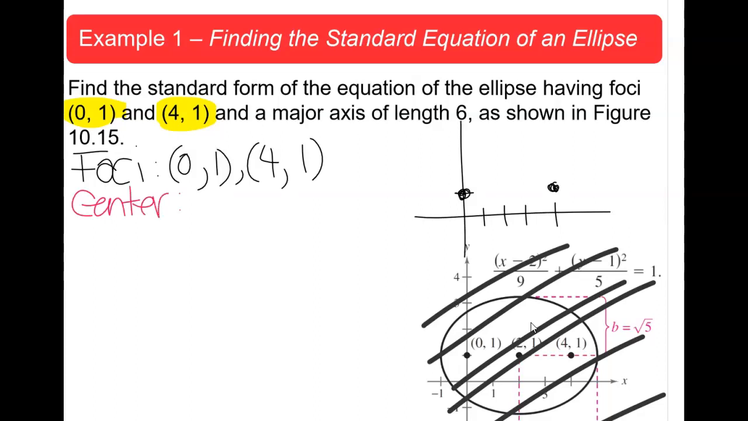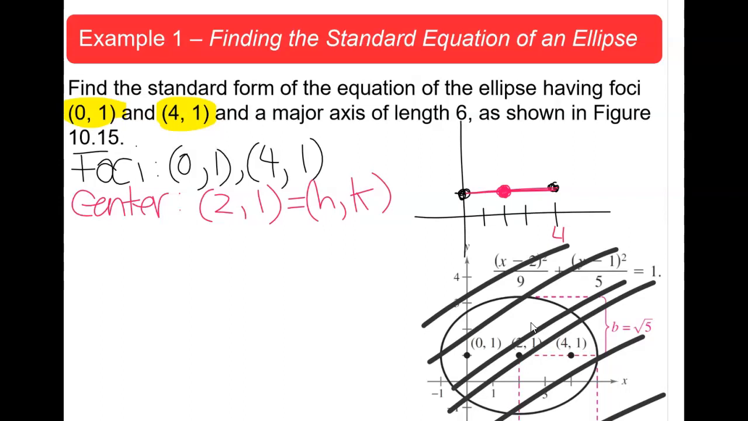Now, if you're more of a visual person, you could see that the distance from one of the foci to the other is equal to 4. So it's kind of easy with this one to know that the center is going to be here, and that is going to be at (2, 1). That is the center. So with that, we know that h is 2 and k is equal to 1.